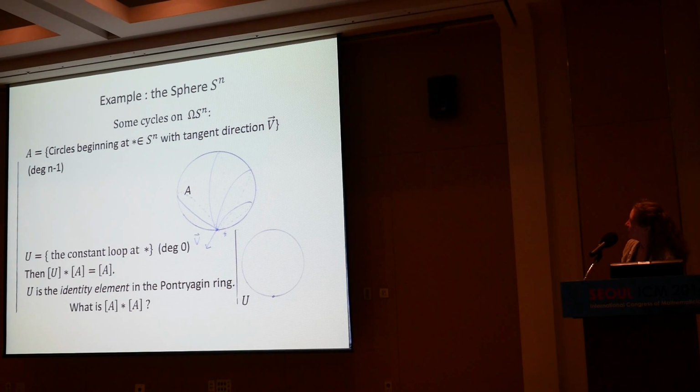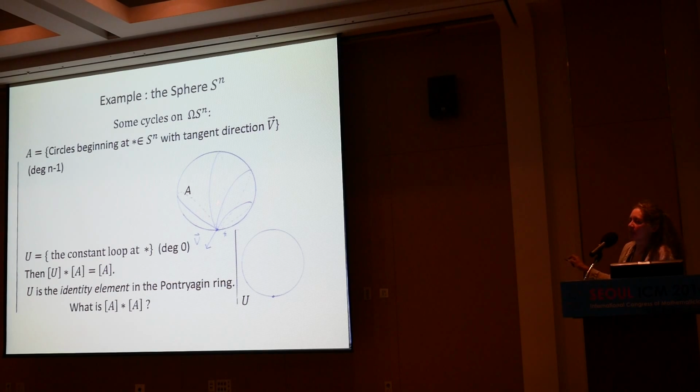And so I'm going to take, this is a picture of my sphere here, and the base point is there at the bottom of the sphere, and I'm going to pick a vector at the tangent space at the base point, and I'm going to define for you a cycle. This is the set of all circles beginning at the base point with this given tangent direction v. And it has degree n-1. This is a very basic cycle from topology.